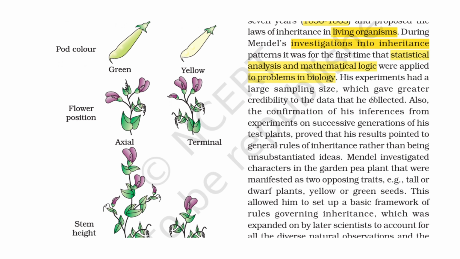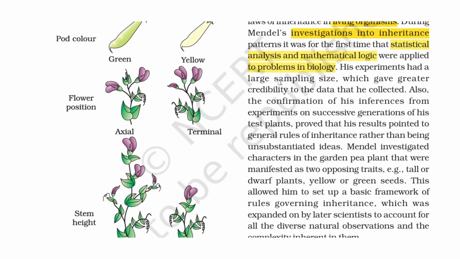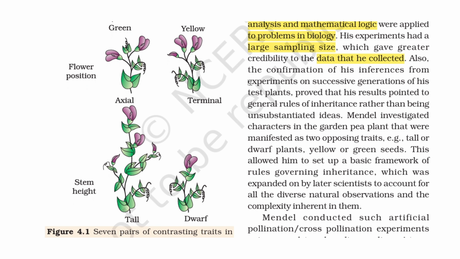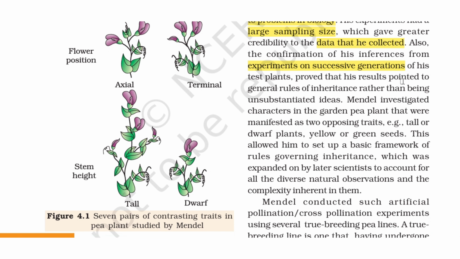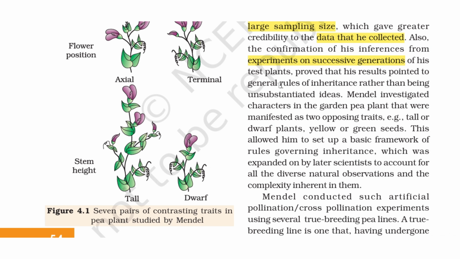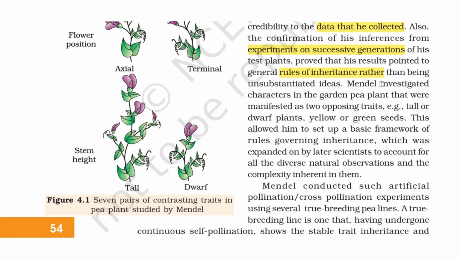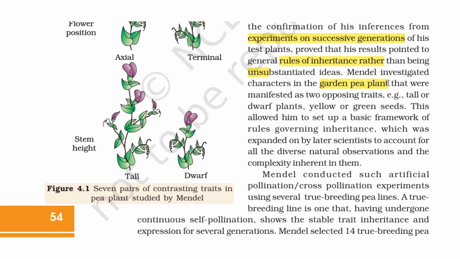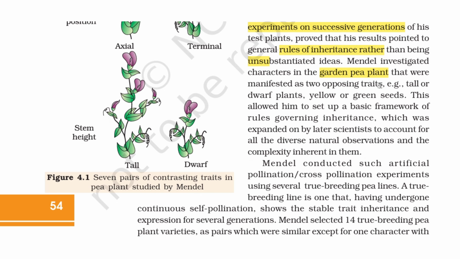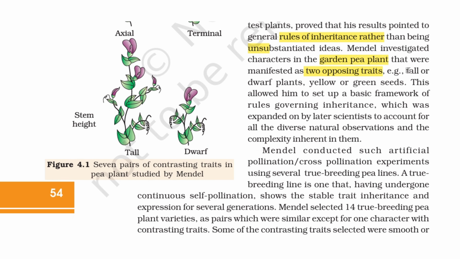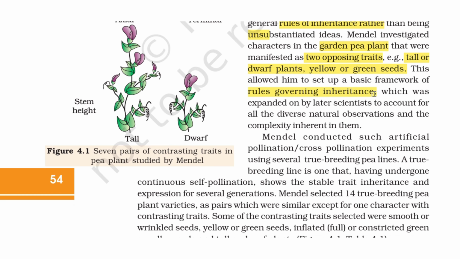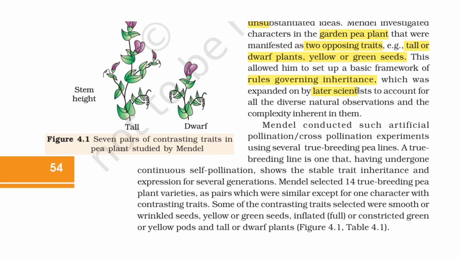His experiments had a large sampling size, which gave greater credibility to the data that he collected. Also, the confirmation of his inferences from experiments on successive generations of his test plants proved that his results pointed to general rules of inheritance rather than being unsubstantiated ideas. Mendel investigated characters in the garden pea plant that were manifested as two opposing traits, for example tall or dwarf plants, yellow or green seeds. This allowed him to set up a basic framework of rules governing inheritance, which was expanded on by later scientists to account for all the diverse natural observations and the complexity inherent in them.